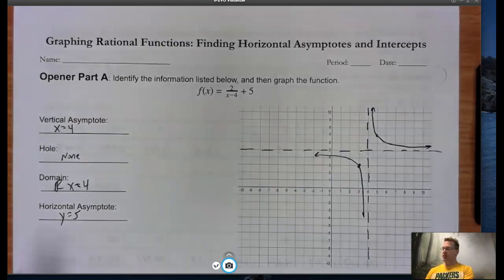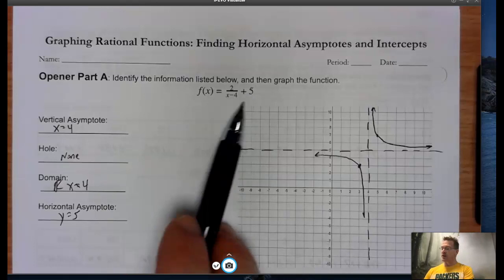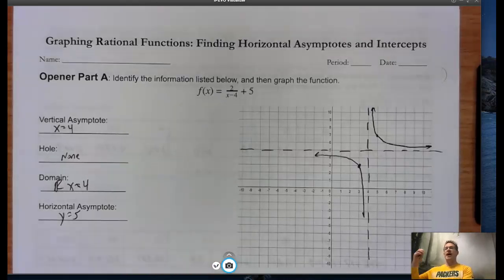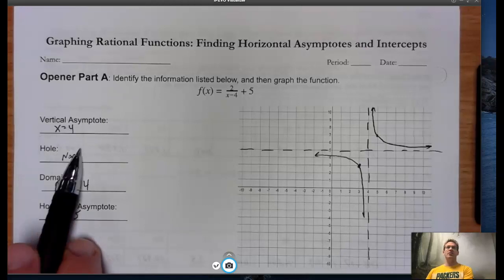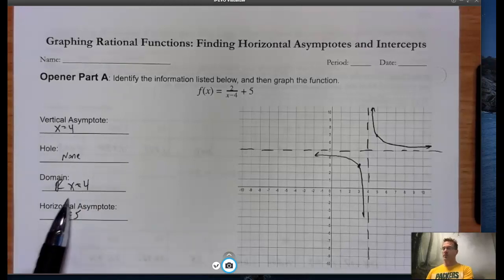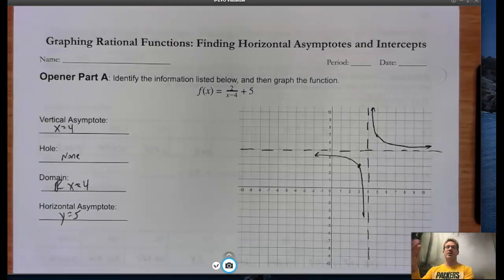So notice, the other thing is this is in lowest terms, which means we're not going to have a common factor in the numerator and denominator that's going to divide out, so we're not going to have any holes when we're in HK form. That means our only domain issue was at x equals 4, so our domain for this problem would be all real numbers except x equals 4. Hopefully you did well on that.